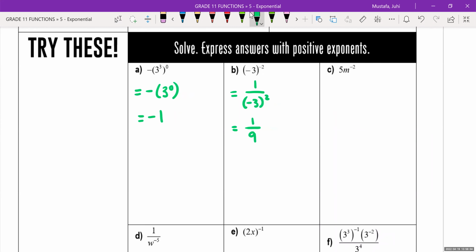For the next question, we have 5 times m to the power of -2. m to the power of -2 is 1 over m squared, and then this would just be 5 over m squared. By the way, like I said, there's no order to these. Some of these questions are so much easier as you get to the bottom of the page, so don't think that they're going to get harder like they usually do.